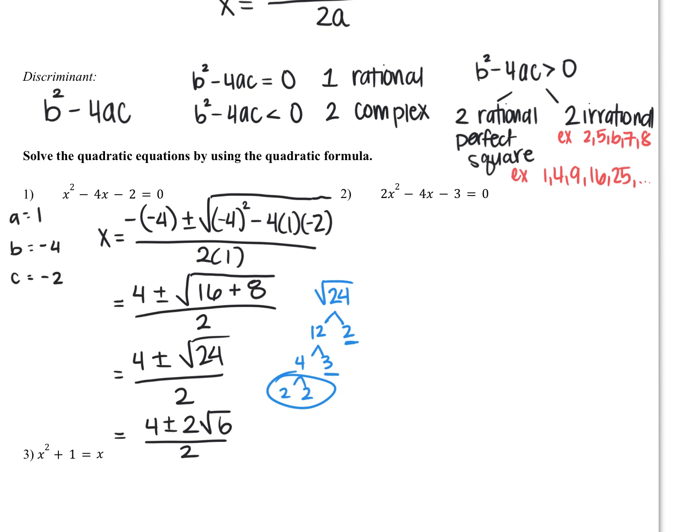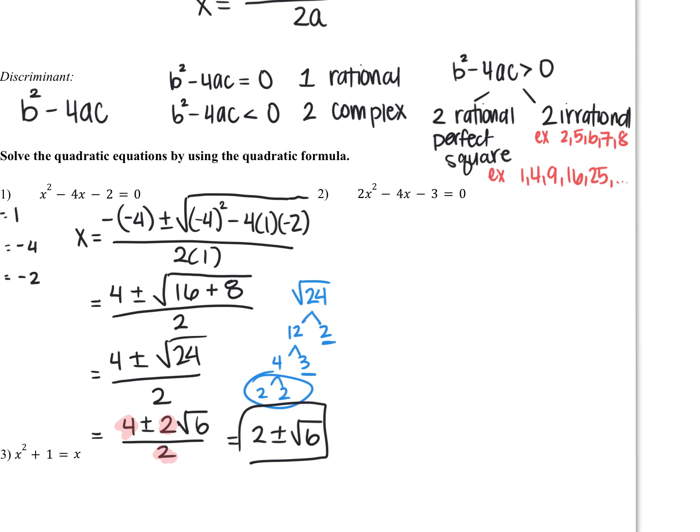My last step, once I've simplified the radical, is to see if the numbers can then simplify. The numbers I'm looking to simplify are the numbers outside the radical, which in this case are 4, 2, and 2. And see if they can divide by anything. They're all divisible by 2. So I'm going to get 2 plus or minus the square root of 6 as my final answer. That means 2 plus square root 6 and 2 minus square root 6 are my solutions.